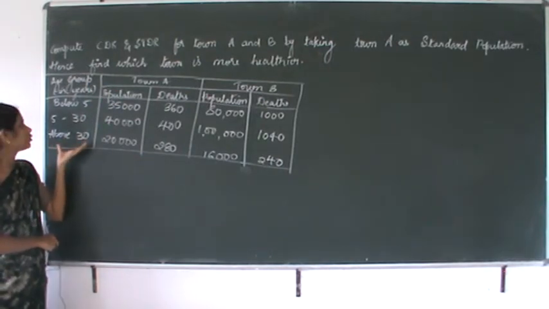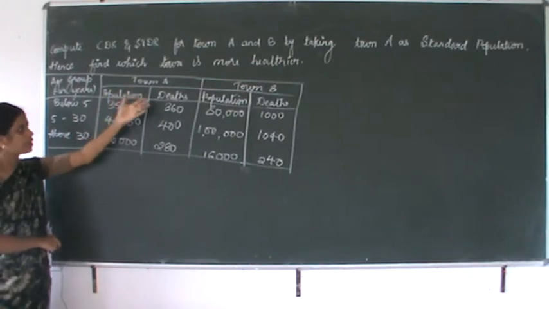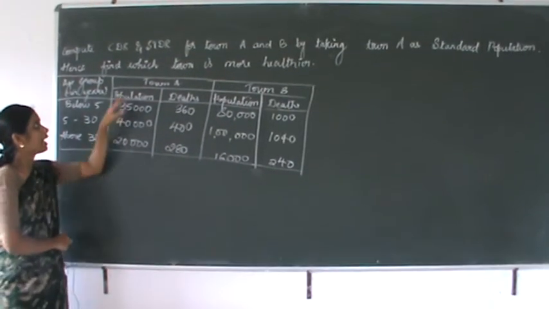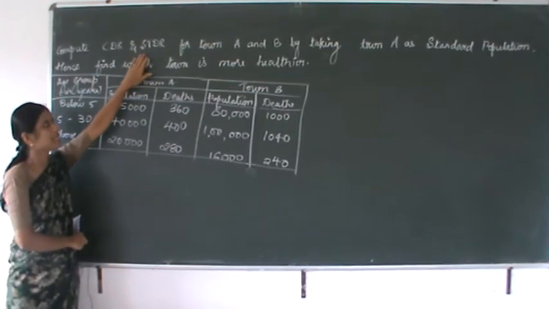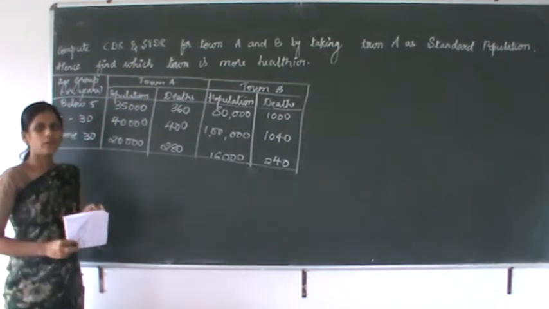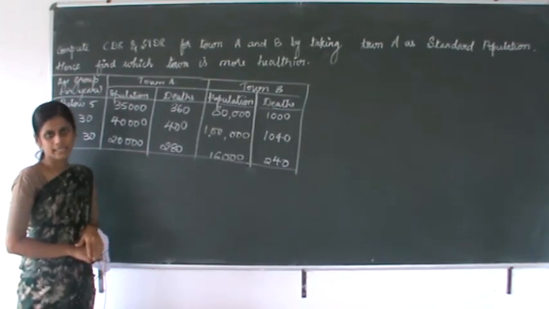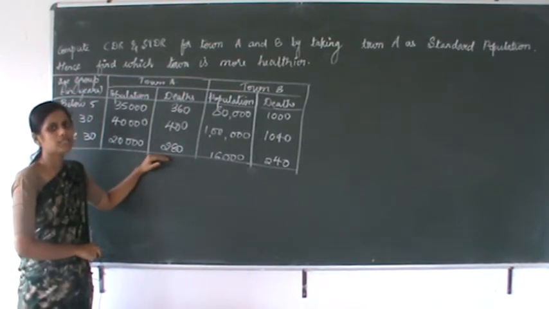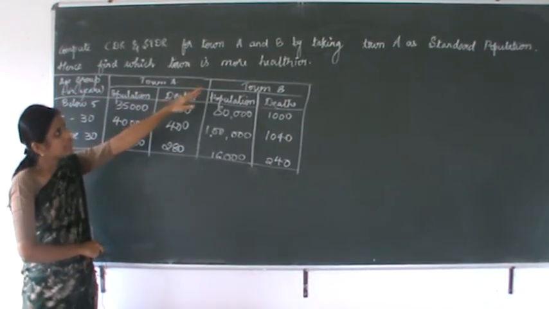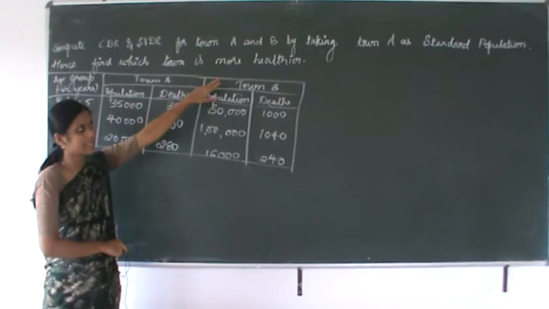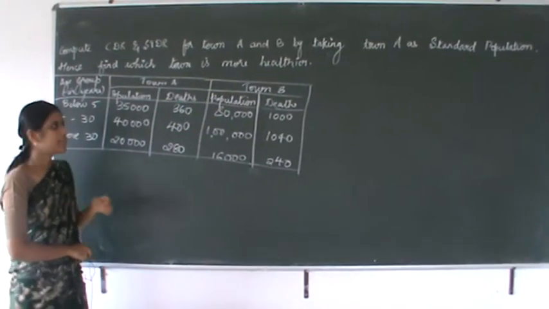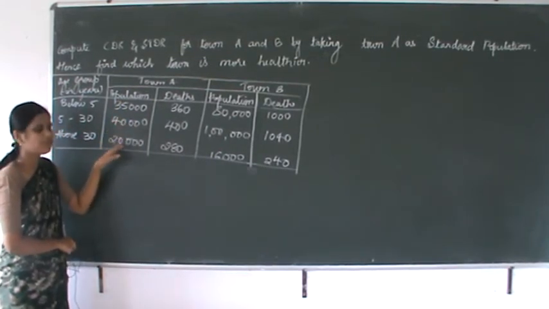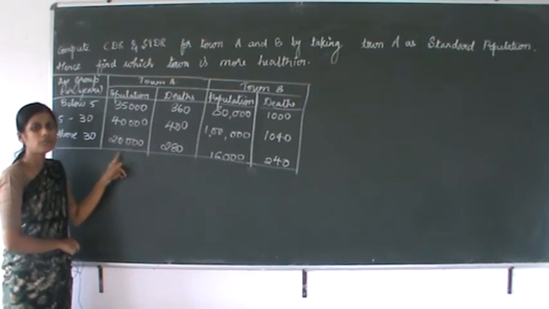Now, information relating to age group is given, then town A population and deaths are given, as well as town B population and deaths. We have to calculate CDR for both the towns as well as STDR for both the towns. To calculate standardized death rate, you should have a standard population. But here in this question, standard population is not given. But they have given that town A is the standard population. That means town A's population is considered as standard population, and we are going to compute STDR with it.